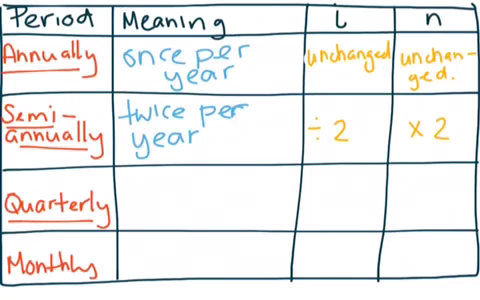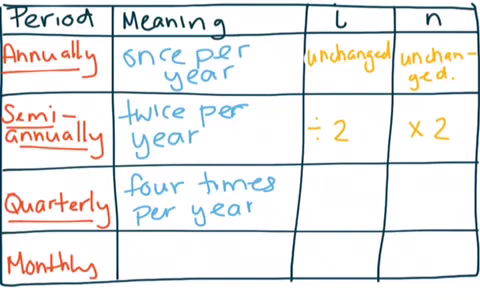Now let's take a look at quarterly. Semi-annually means you clean your room twice per year. Quarterly means that you can guess it, clean your room 4 times per year. So you might see the pattern here. What you're going to do with the interest rate, if the question says that the bank is compounding your loan or your investment quarterly, you're going to not divide by 2, but divide by 4. And what you're going to do with n is times it by 4. So you might see a pattern here.